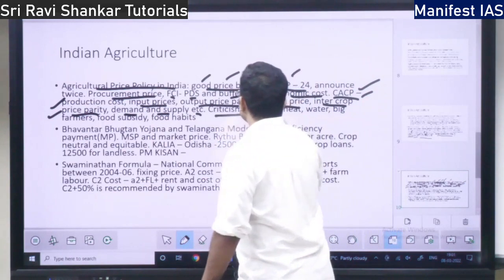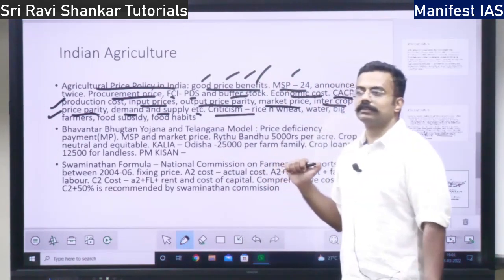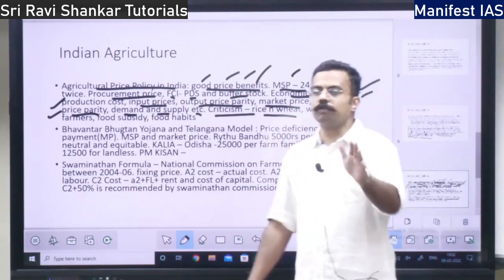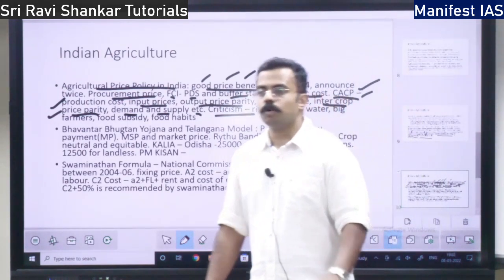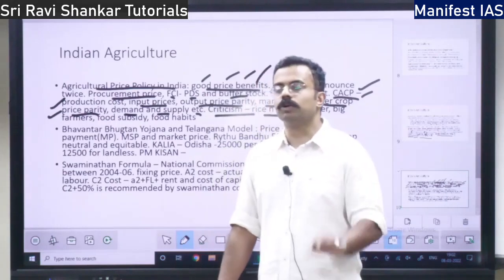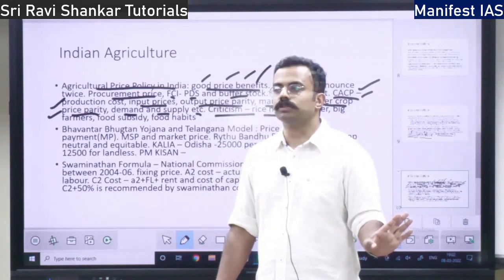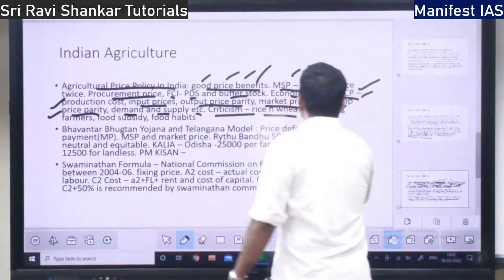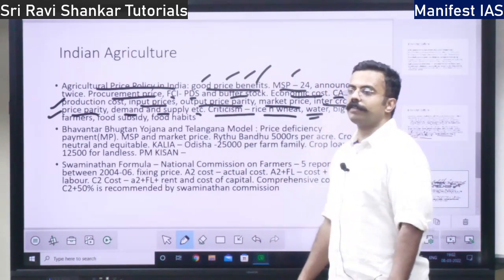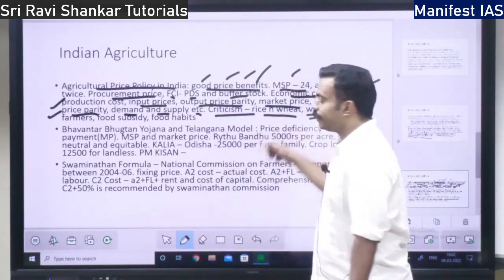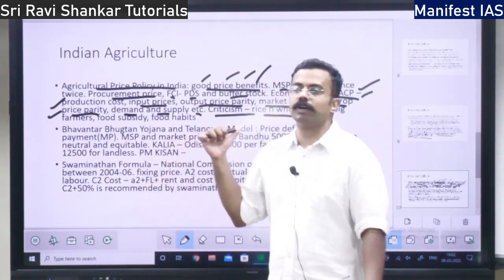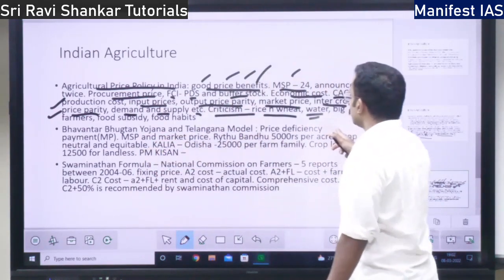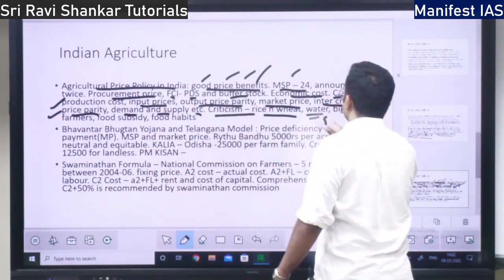Then what is the criticism of minimum support price? The criticism is, it will lead to cultivation of only rice and wheat. More MSP is given, only growth of rice and wheat is shown. No other products are grown, right? Then you have water. Because of MSP, these rice and wheat are grown. Rice and wheat require a lot of water to be grown, right? So because of MSP, there is increasing usage of water.